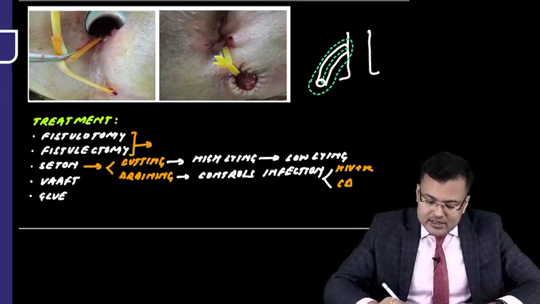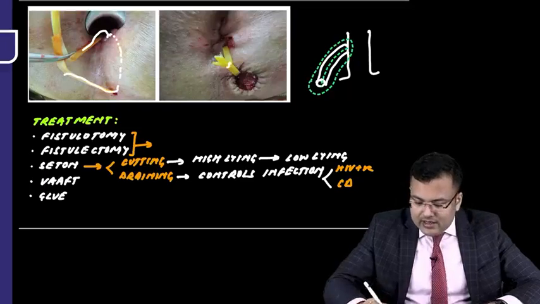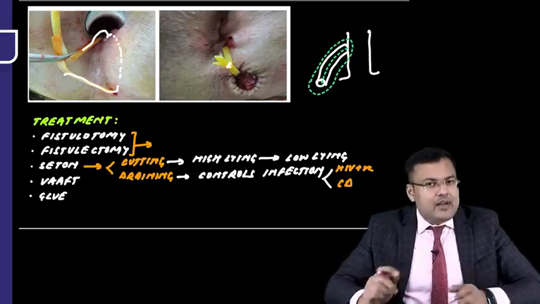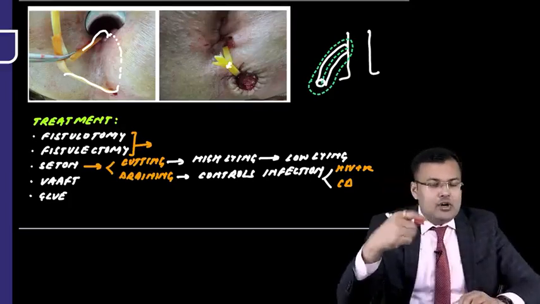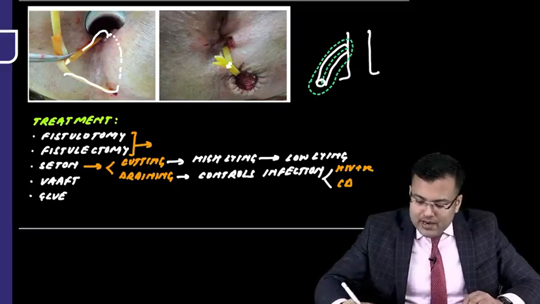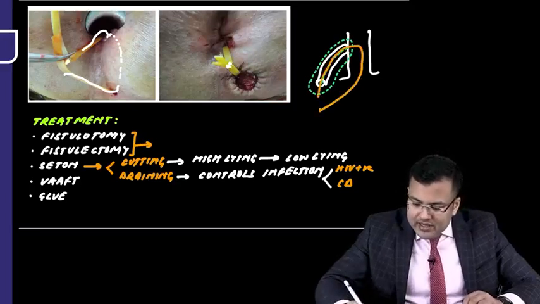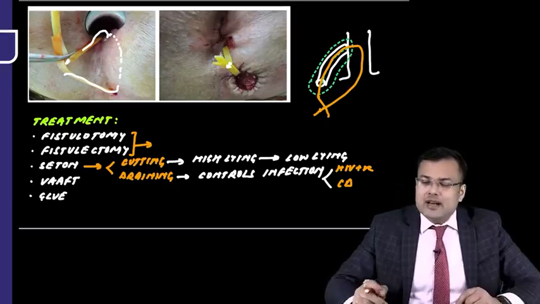Here you can see in this image, this Seton is inserted into the fistula tract, taken out, and after that it is tightened. Every week, if you tighten it, what happens? It will start cutting the tissue. So this is cutting Seton. And if you apply it loosely, it is draining the infection or pus collection. It is known as draining Seton.